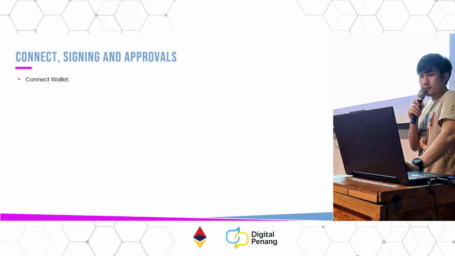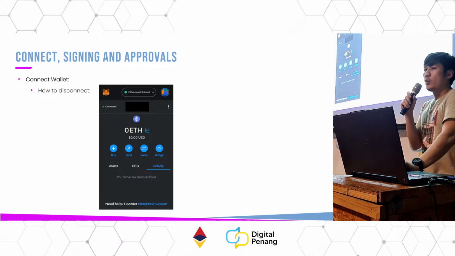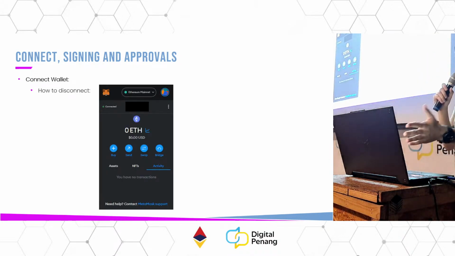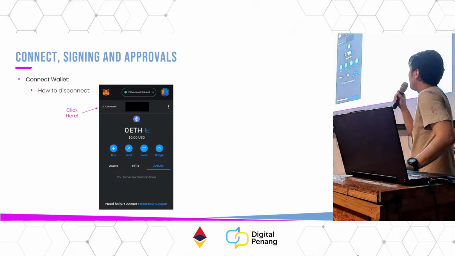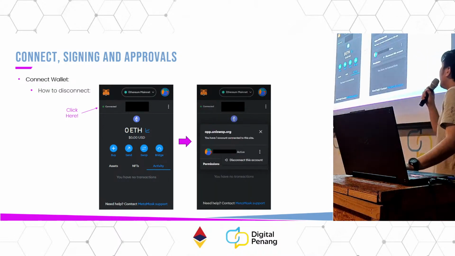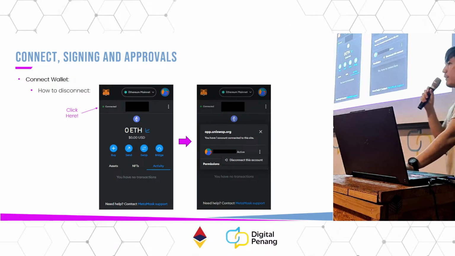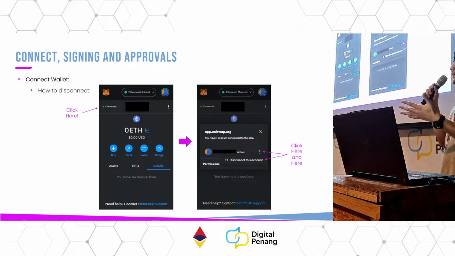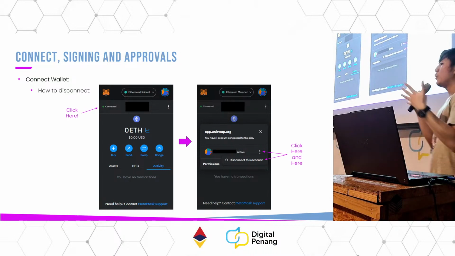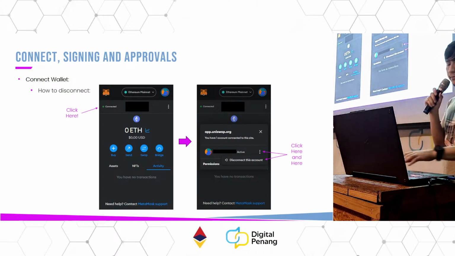Now, in terms of connecting the wallet, how do you disconnect? When you are connected to a website, in your MetaMask, when you open it, you can see there's this connected word here on the top left, right? You click there, and it shows you what accounts you have connected. You click disconnect this account, and this will disconnect the account. It'll just let the website no longer know what your Ethereum address is. Okay?